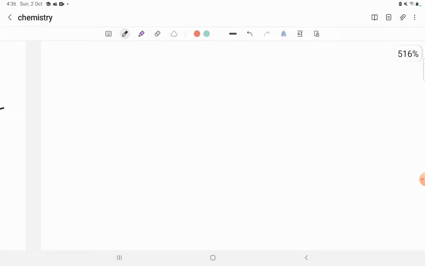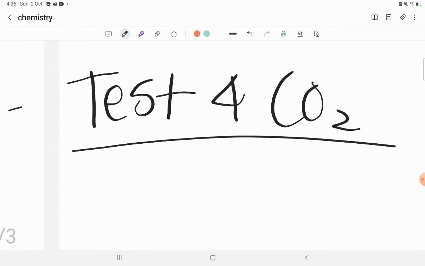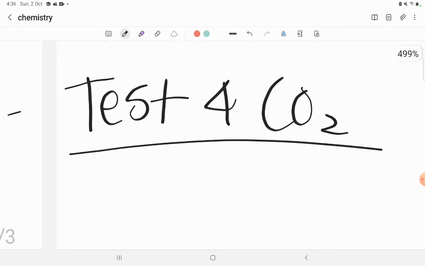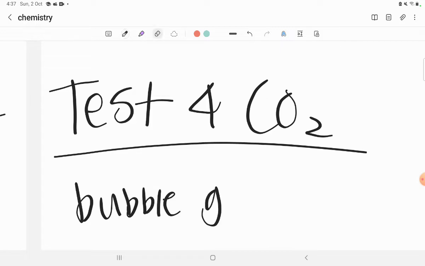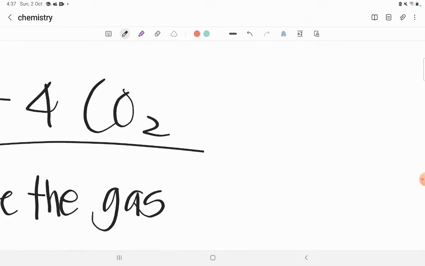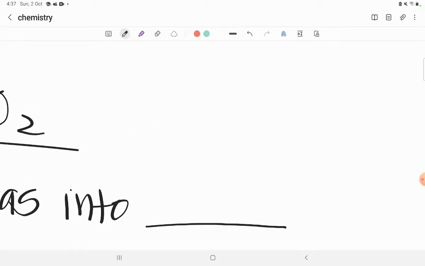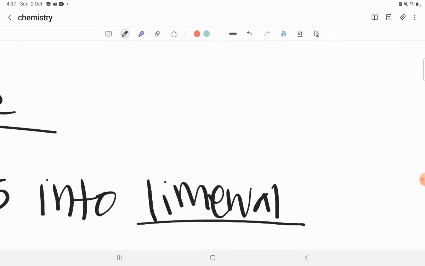Okay, so that's test for hydrogen. Let's do test for CO2. We have no more space already. I think this is good enough. To test for CO2, you bubble the gas into a liquid, into a substance. What is that substance? 5 seconds to answer. 5, 4, 3, 2, 1. You bubble it into lime water.